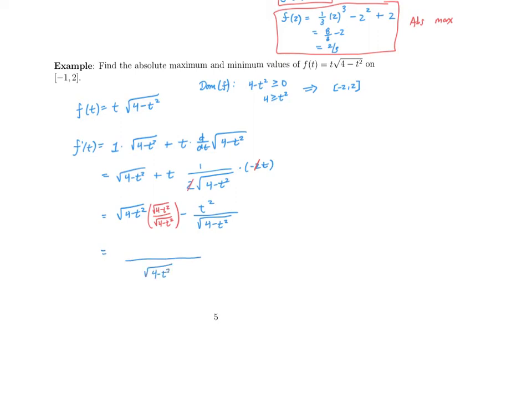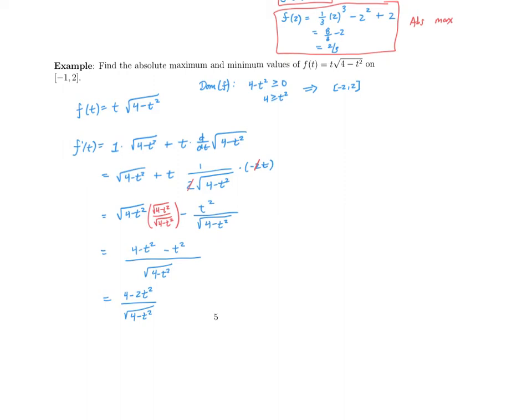And note it works out extremely well because the top will be the square root of 4 minus t squared times the square root of 4 minus t squared. And when you multiply those together, you're simply left with 4 minus t squared. And then we're subtracting away another minus t squared. So the formula for our derivative would be 4 minus 2t squared, all divided by the square root of 4 minus t squared.